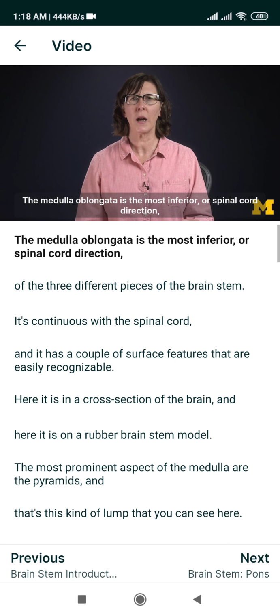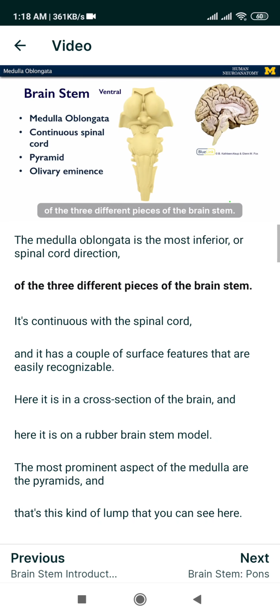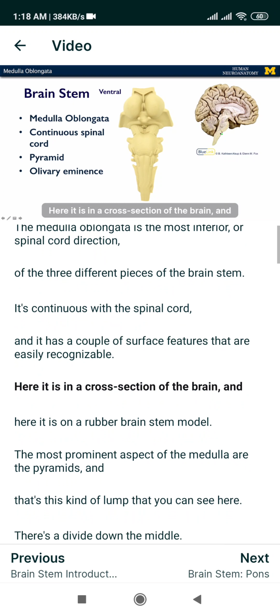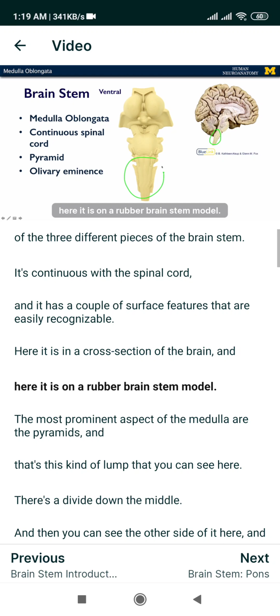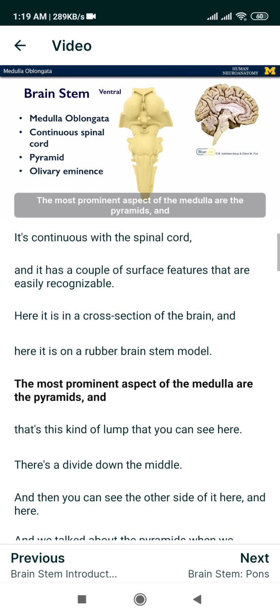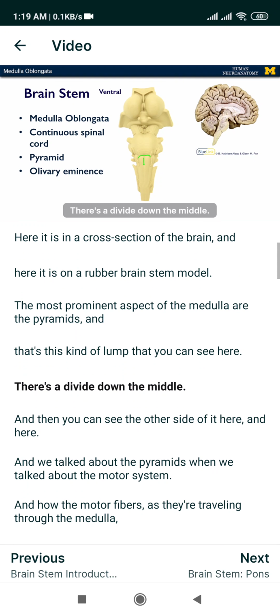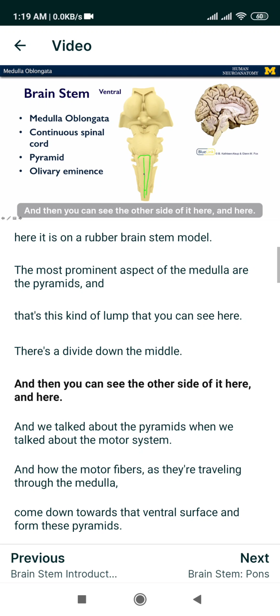The medulla oblongata is the most inferior or spinal cord direction of the 3 different pieces of the brainstem. It's continuous with the spinal cord, and it has a couple of surface features that are easily recognizable. Here it is in a cross section of the brain, and here it is on our rubber brainstem model. The most prominent aspect of the medulla are the pyramids, and that's this kind of lump that you can see here. There's a divide down the middle, and then you can see the other side of it here and here.